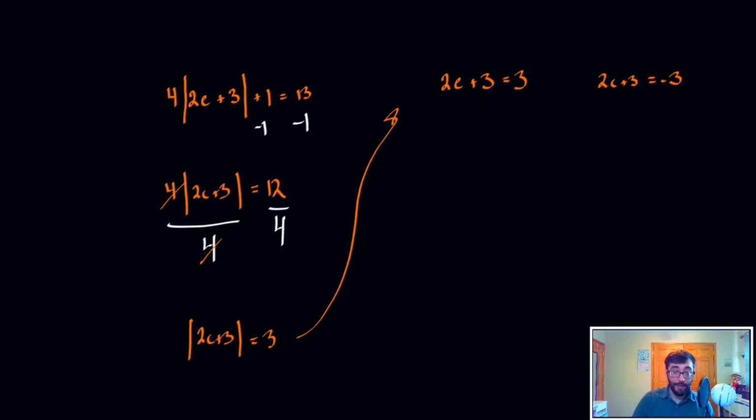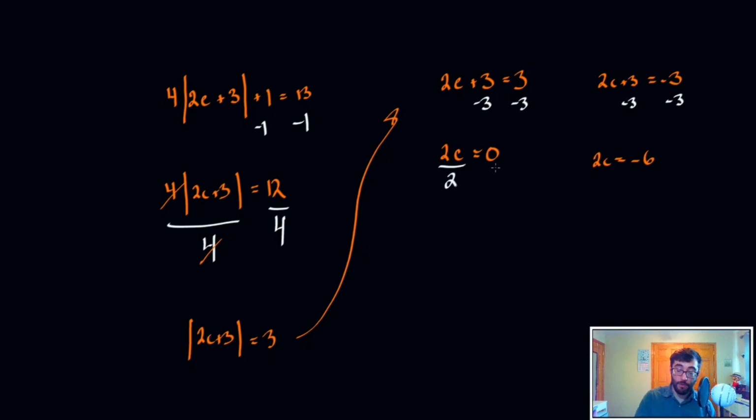Okay, now we solve both of these equations. Our first step, subtract 3 from each side. And feel free to solve each of these separately, not at the same time. I'm doing it just for time purposes, but you can go ahead and do it separately. But if you do, you would get 2c is equal to 0, and 2c is equal to negative 6.